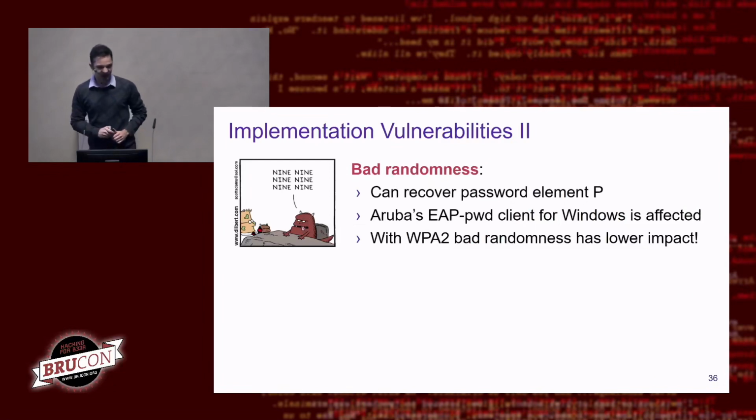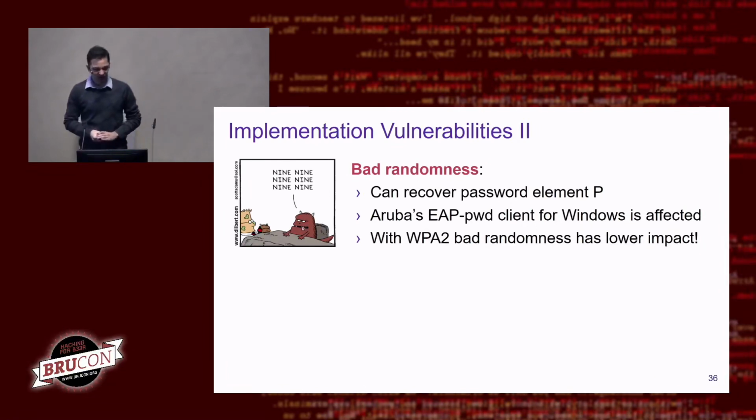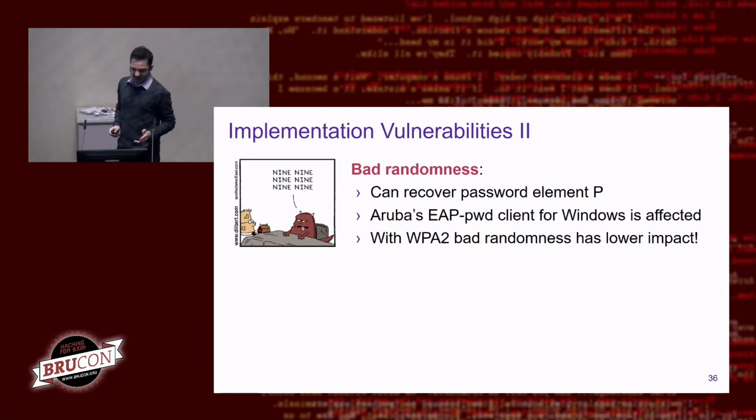So that covers the first implementation-specific issue. We also found another issue, and this is that one implementation in particular, namely the EAP-pwd implementation of Aruba, uses predictable random numbers. And whenever your random numbers are predictable, you have a problem. And in the case of WPA3, this problem is actually quite bad, because if with WPA3 you use a bad source of randomness, you can in fact recover here the password element P, and with that information you can just connect to any network.